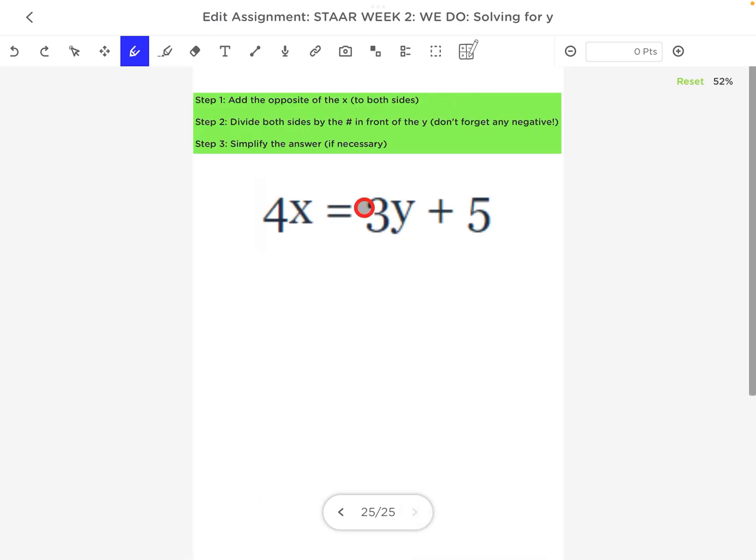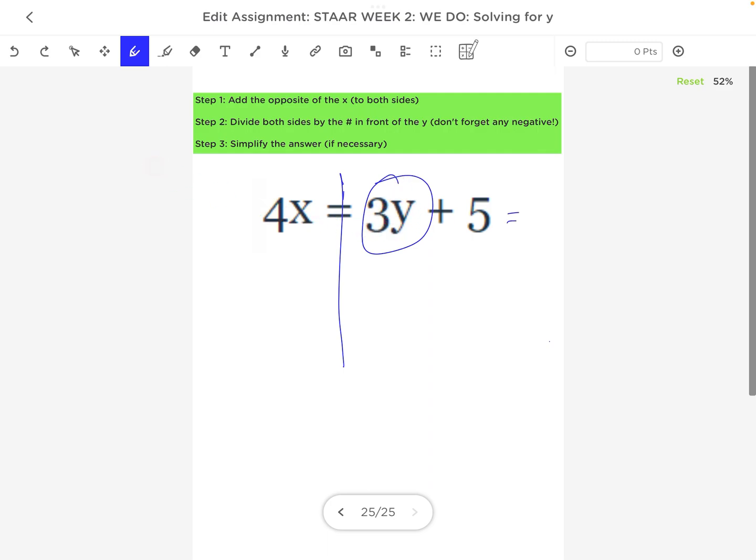Okay, and then our last one, check this out. Remember we said add the opposite of the x to both sides. Let's circle that y like we talked about. If we notice, it's already on this right side. So that may mess us up a little bit. I like having the y on the left side. That's what we want. So let's just do this.